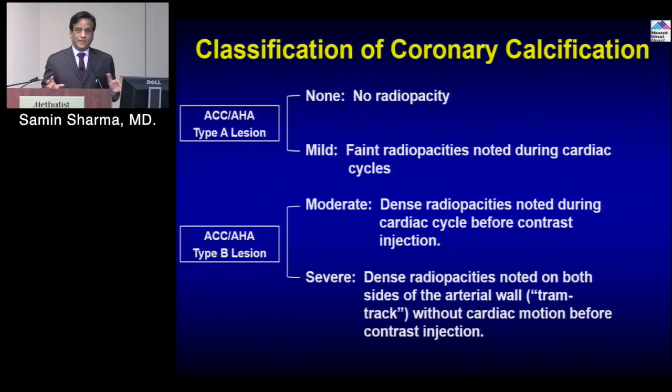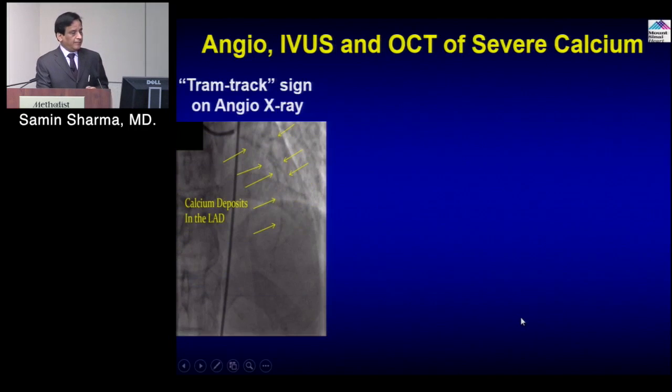To me, the simplest definition is from ACC-AHA, which is shown here: mild, moderate, and severe. And basically what we worry about is the severe calcium, where dense radio-opacity is noted on both sides of the arterial wall. We call it tram track, and you can see it very clearly right here. So you don't need any imaging.